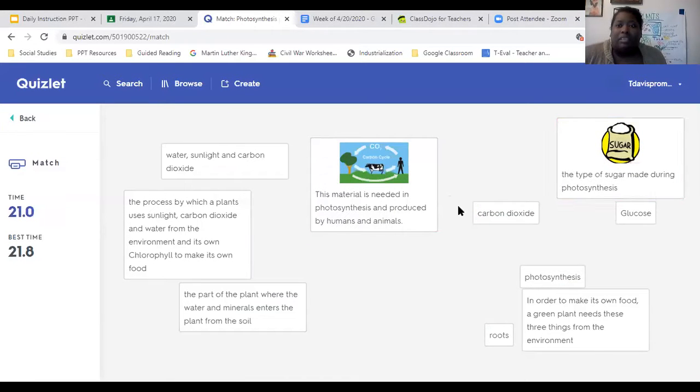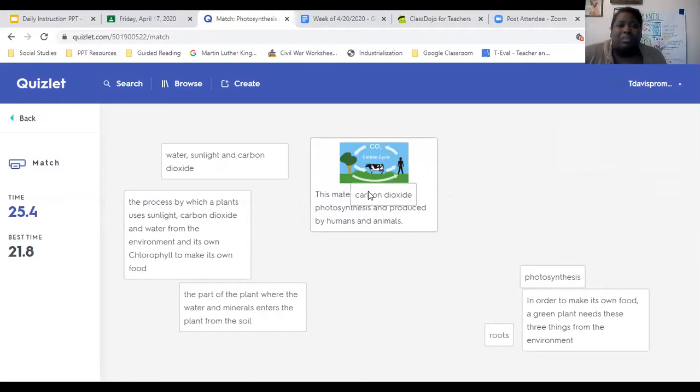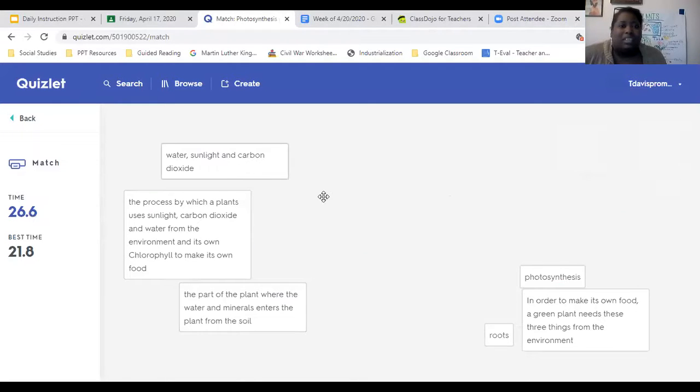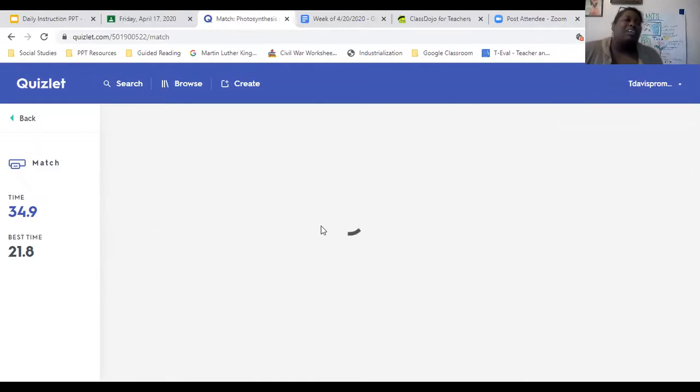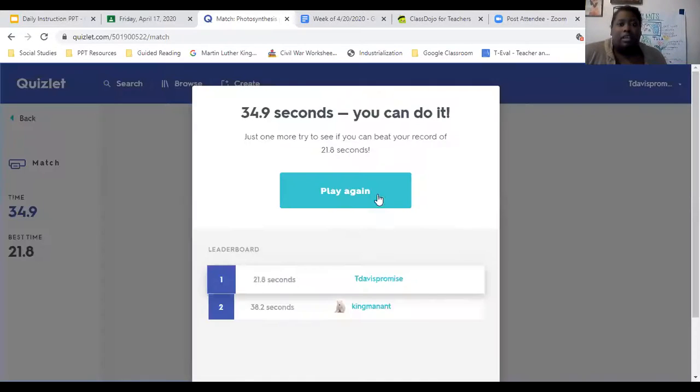The type of sugar, that's glucose. The materials needed in photosynthesis, we produce that. Water, sunlight, these three things. And then the part of the plant where water and minerals, those are the roots. And then photosynthesis. I didn't do as good at this time. And okay, I see you.